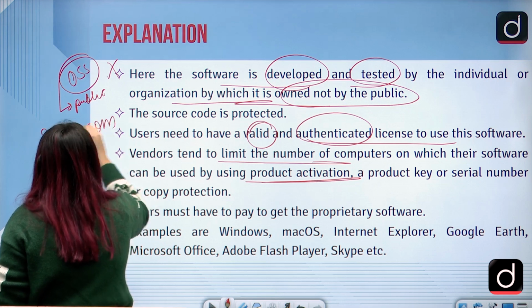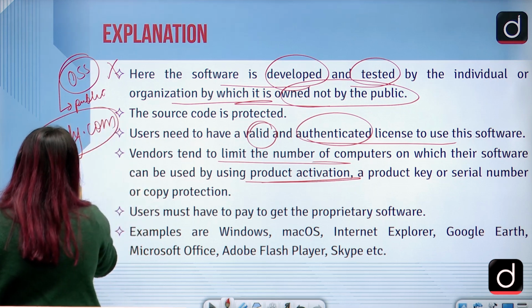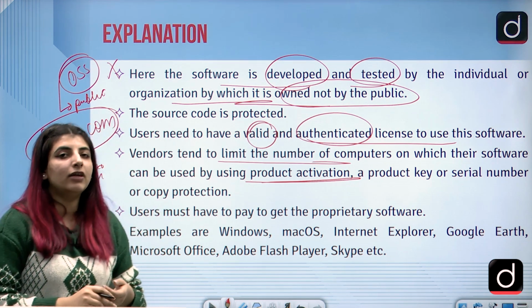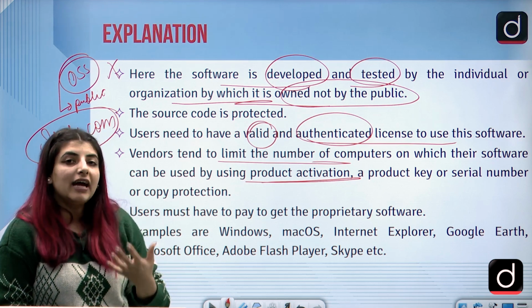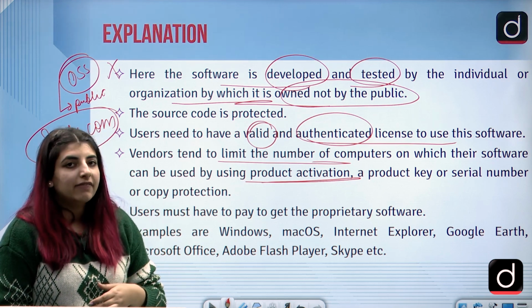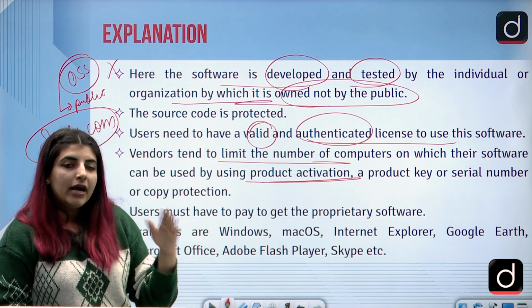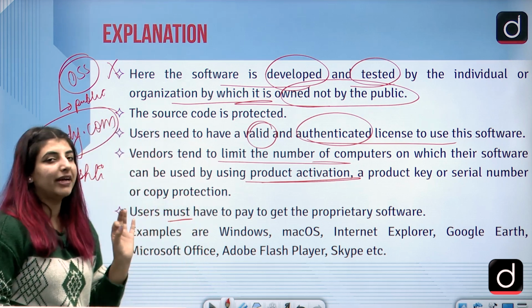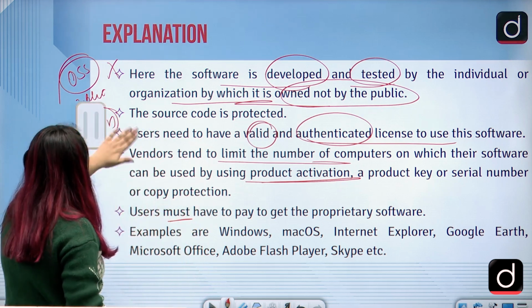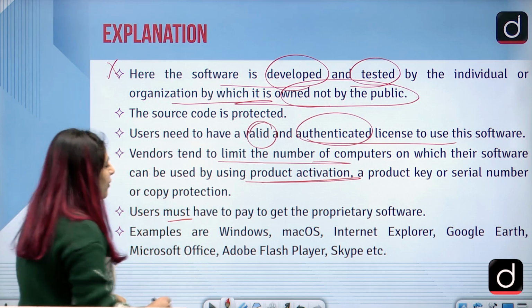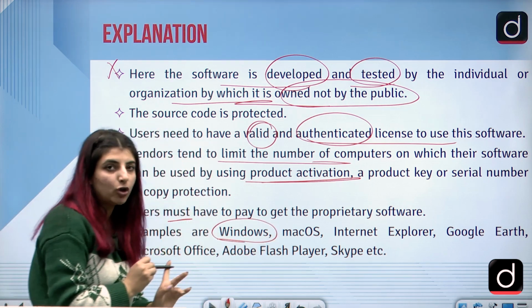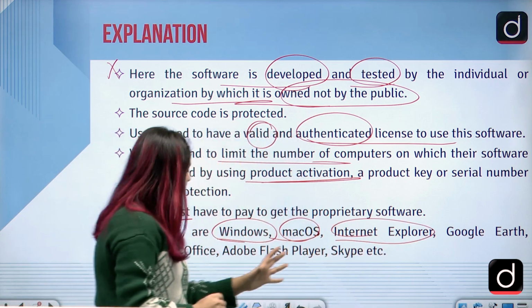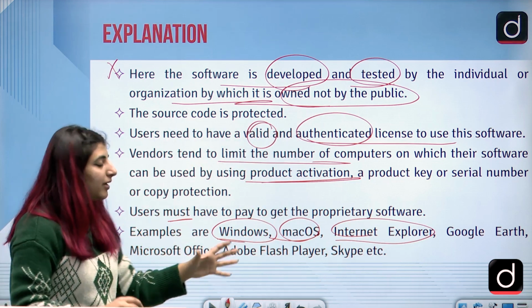Also, if we talk about study.com, or even the Drishti platform or the Drishti application, on the Drishti application, the students who have enrolled in the course for UGC NET JRF are the ones getting access to that course, right? Not everyone. So that is not open for everyone. Users must pay to get proprietary software. Some examples of proprietary software are Windows, right, if you install the original Windows, Mac operating system, Internet Explorer, Google Earth, Microsoft Office, Adobe Flash Player, etc.